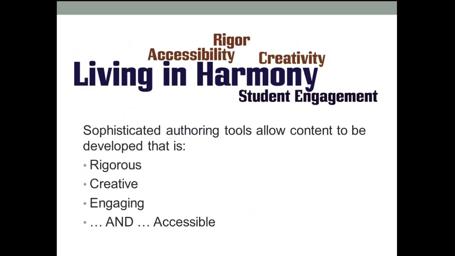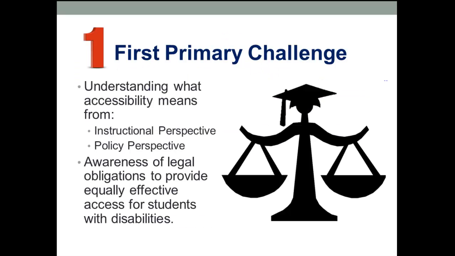Sometimes content developers will wrongly assume that they will have to sacrifice rigor, creativity, or student engagement in order to make content accessible to students with disabilities. This is simply not true. The content authoring tools that are available to developers make it possible for accessibility, rigor, creativity, and student engagement to live in harmony with each other.